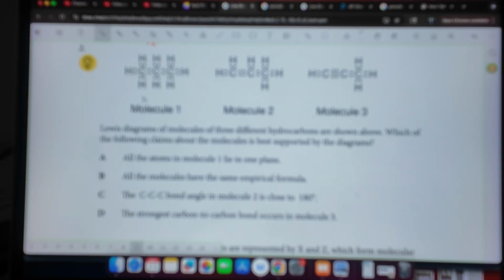Let's see, there's 3 carbons to 1, 2, 3, 4, 5, 6, 7, 8. 8 hydrogens, 3 carbons off the bat. No, 1, 2, 3, 4, 5, 6. 6 hydrogens, and then 1, 2, 3, 3 carbons, and 4 is it? 4 hydrogens. These are not the same empirical formulas, so it's not A, it's not B. The carbon-carbon-carbon triple bonded angle in molecule 2 is close to 180. I would say this is the right answer.